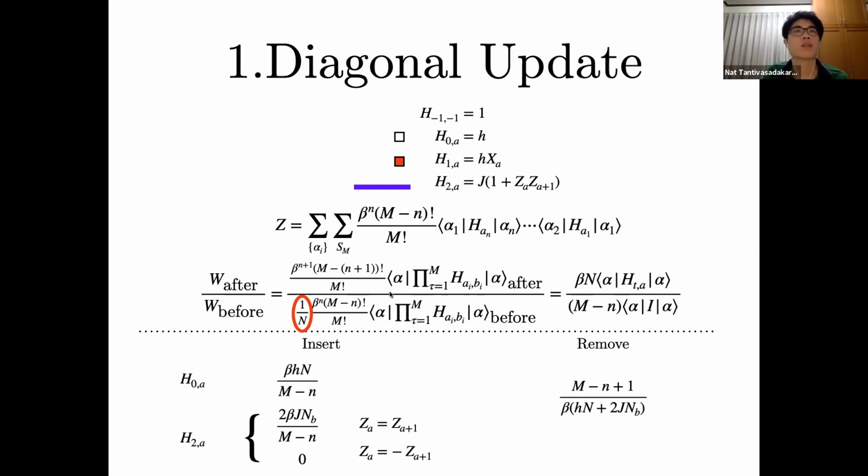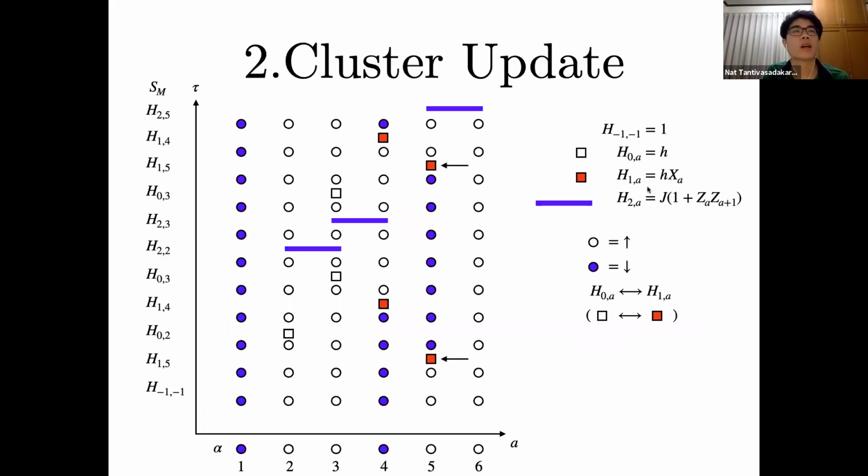Okay, so now let me move on to the non-diagonal update, which is also called the cluster update. So the next thing I want to do is, in the previous one, from identity, I inserted diagonal operators, which are H0 and H2. Now what I want to do is, if I run into an H0, I want to change it to an H1, which is Pauli X. So from H identity, I want to change to Pauli HX.